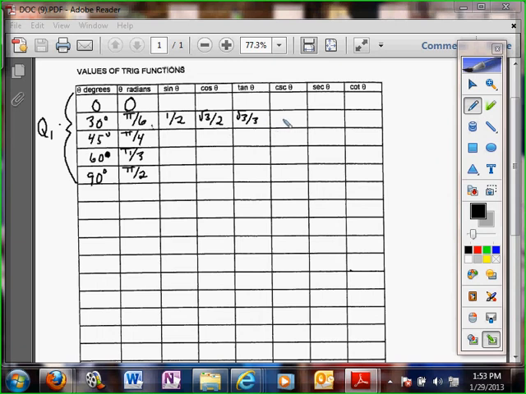And now I can find cosecant, because cosecant is the reciprocal of sine, so that's going to be 2/1, which is 2. Secant is the reciprocal of cosine, so that's going to be 2/√3, which I can't have radicals on bottom, and when I simplify that by multiplying by √3/√3, I get 2√3/3.